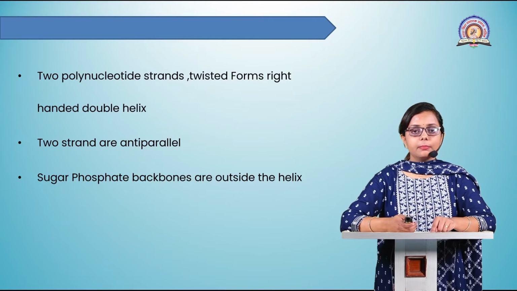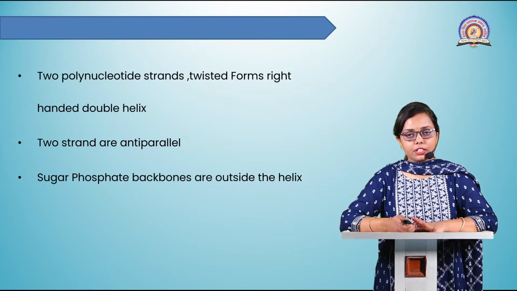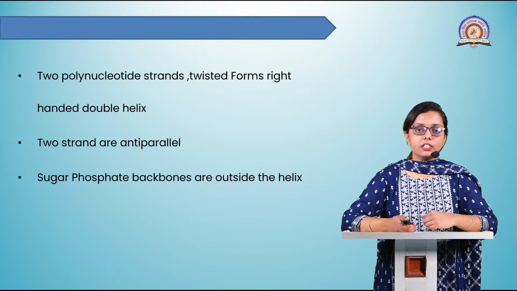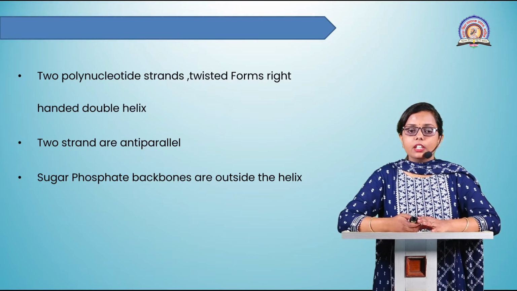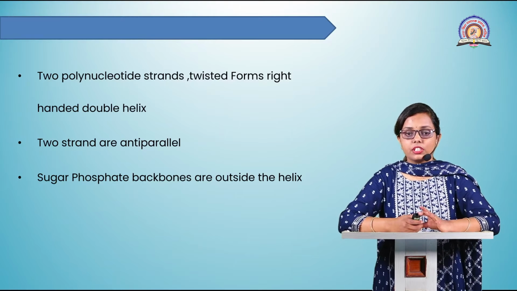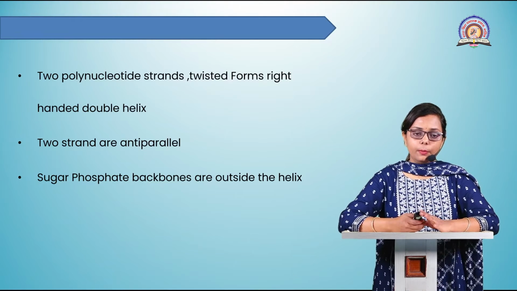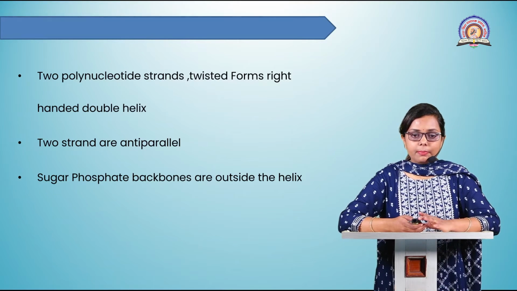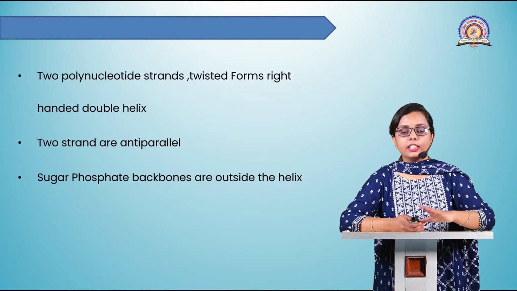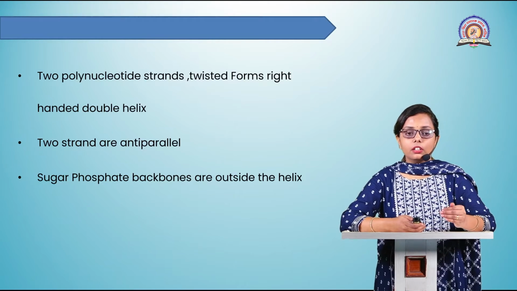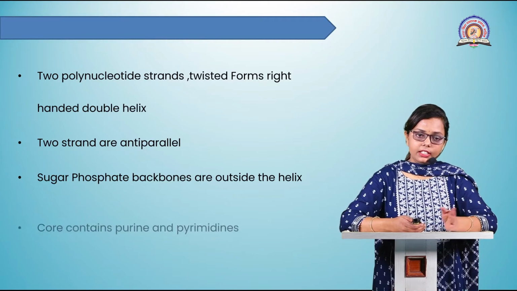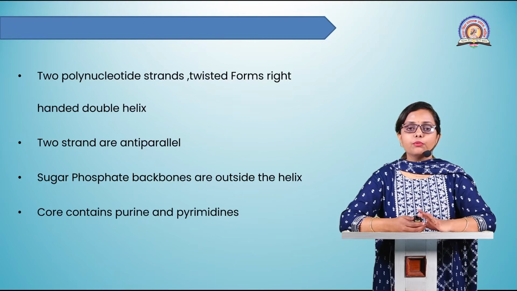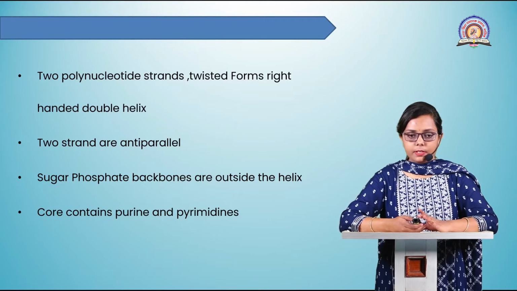That means the 5 prime end faces the 3 prime end of the other strand, and the 3 prime end faces the 5 prime end of the other strand, and they are helical in structure. They are twisted in form. The sugar phosphate backbones are outside the helix, and in the core of the DNA we have purines and pyrimidines.